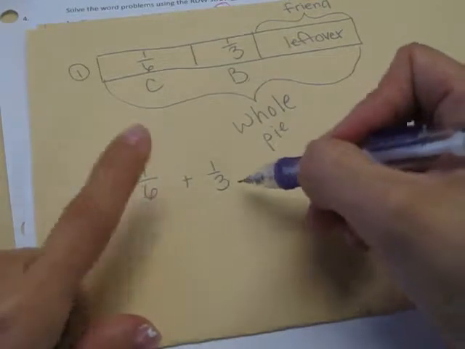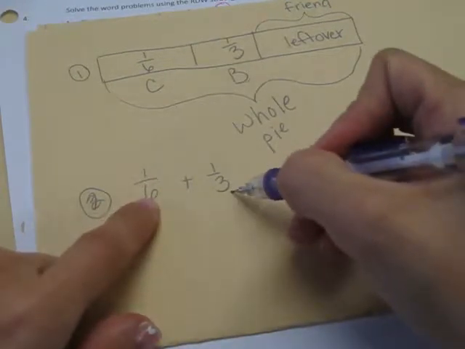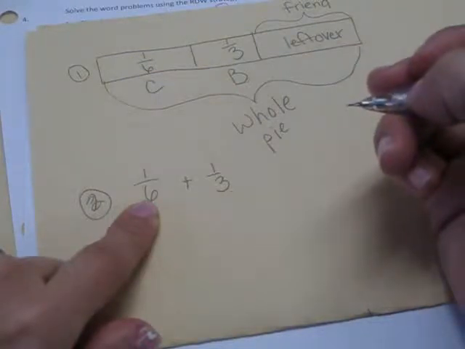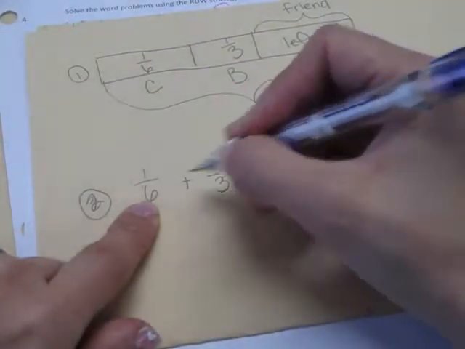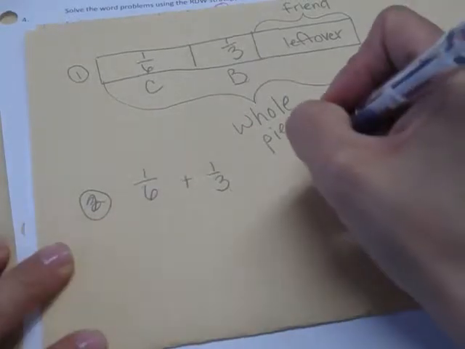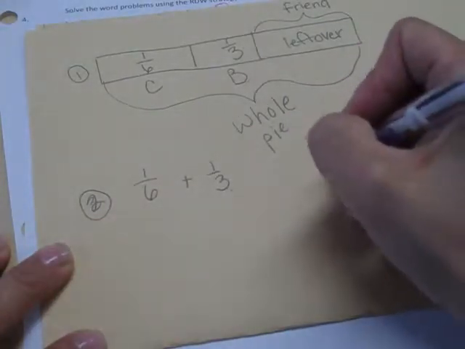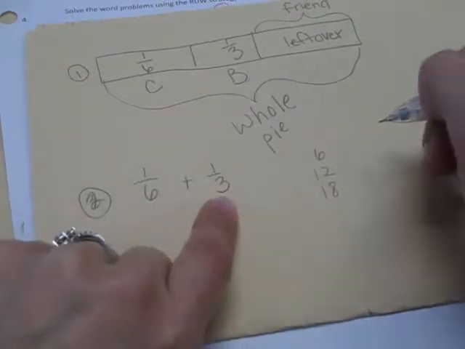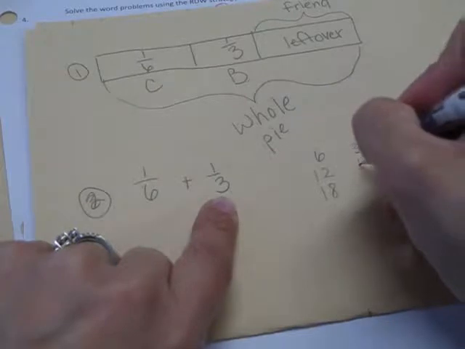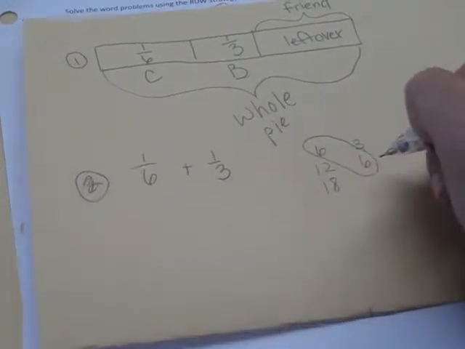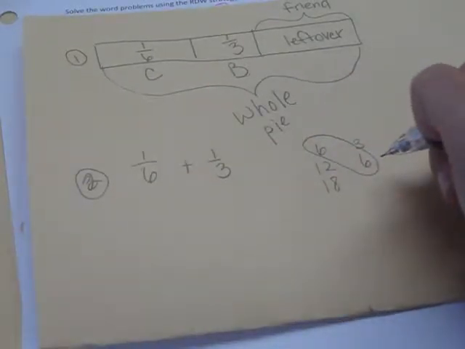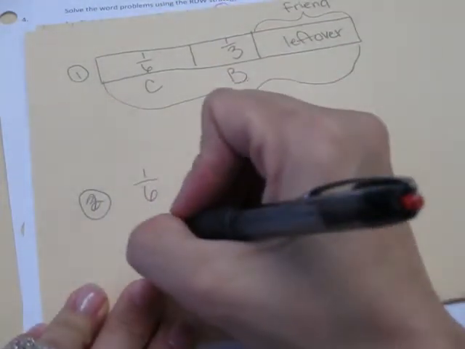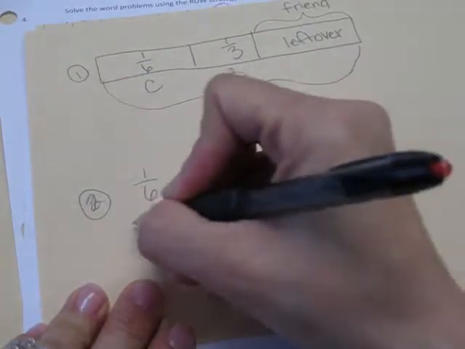Okay, so in order to add these, I have to find a common denominator, and I'm going to find the multiples of 6 and 3. So I have 6, 12, 18, and I'm going to stop there, and I'm going to find the multiples for 3. I have 3, 6, and right there I can stop because I can find my common denominator would be 6. And so I know that I need to have an equation where my common denominator is 6.